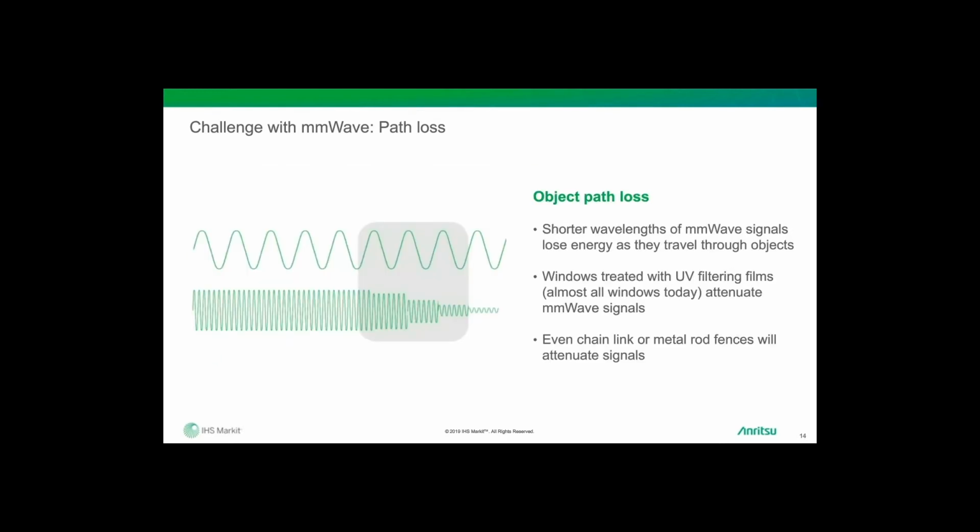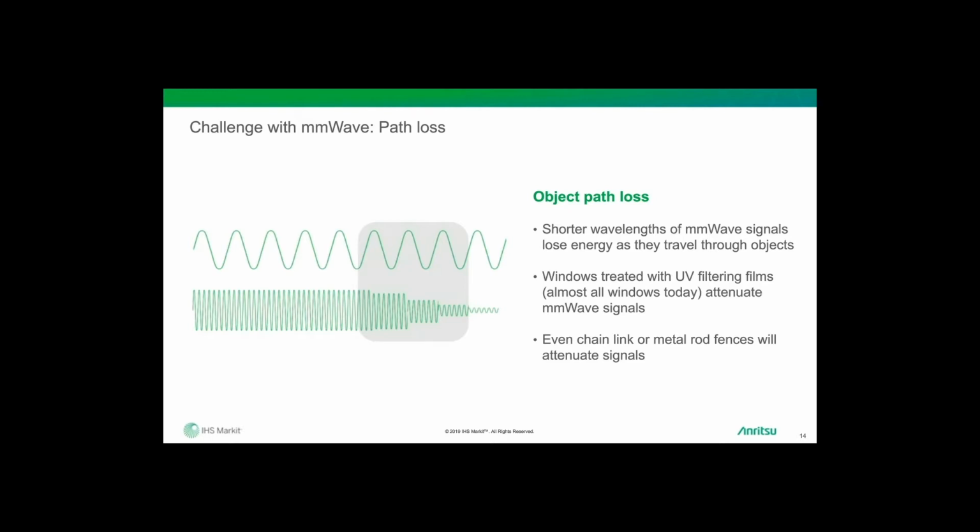Now, fortunately, as far as free space path loss goes, we've actually seen that the performance of these radios has been a little bit better than expected. But the bigger challenge for these signals is going to be the object path loss, especially when we're talking fixed point wireless, where most of the applications are taking a signal from outside and bringing it inside. The shorter wavelengths are quickly absorbed by physical objects like brick, drywall, and even foliage.